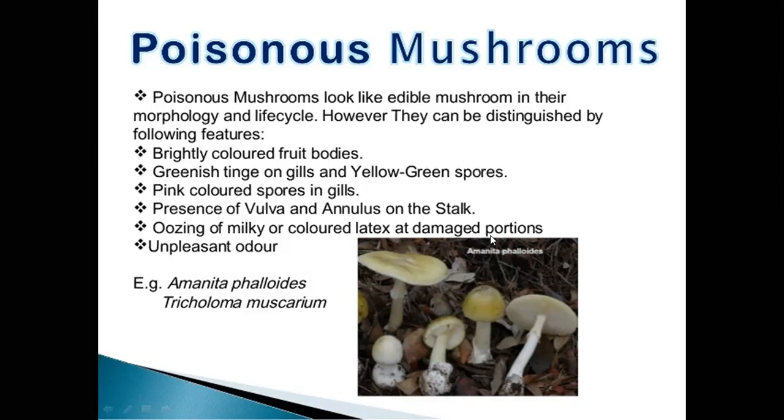And the last one, that is unpleasant odor, means the bad smell. एक रॉटन स्मेल, सड़ी हुई स्मेल आपको वहां से आएगी. It is an indication of poisonous mushroom. Example of poisonous mushroom, that is Amanita phalloides. ये यहाँ पे image में दी है Amanita phalloides. And another example, that is Tricholoma muscarium. So these are the two examples of poisonous mushroom.